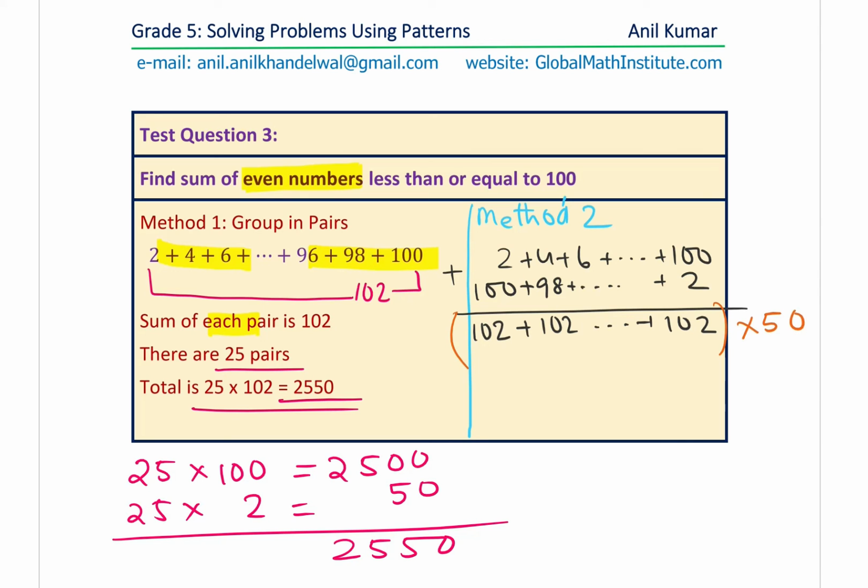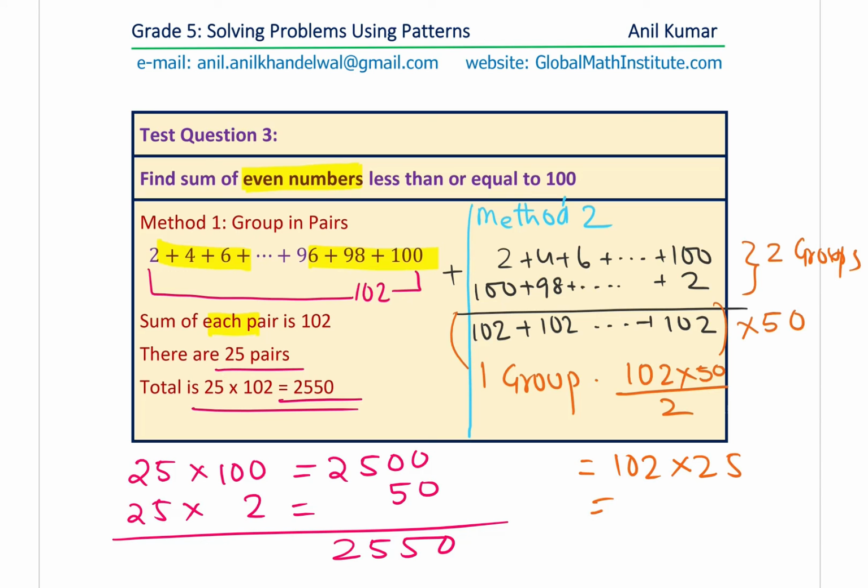Now that is the sum of two series, right? Two groups. So one group will be half of this. So it is 102 times half of 50, let me write. Then I'll multiply by 25. So half of this. You could do like this, correct? Which is same as 102 times 25, and which is 2550. Do you see that strategy again? So that is how we could add these numbers.